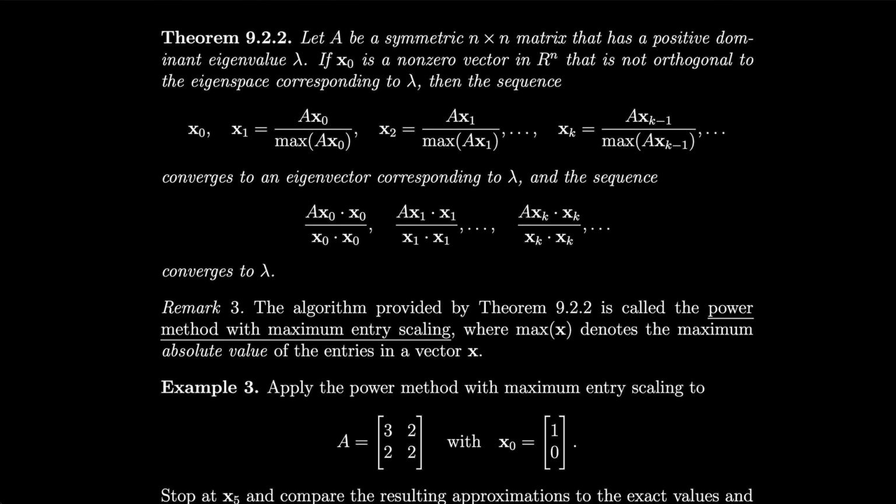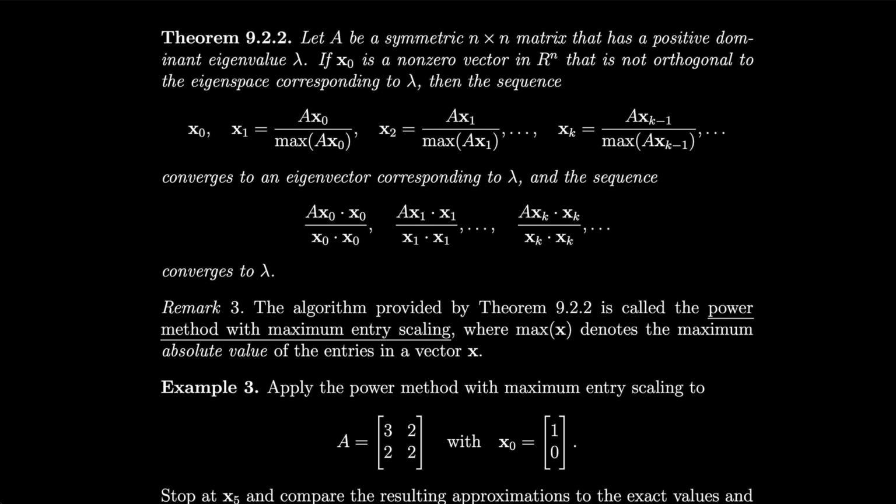Next, let A be a symmetric n-by-n matrix that has a positive dominant eigenvalue lambda. If x0 is a non-zero vector in Rn that is not orthogonal to the eigenspace corresponding to lambda, then the sequence x1 given by Ax0 divided by max Ax0, x2 given by Ax1 divided by max Ax1, and x_k given by Ax_{k-1} divided by max Ax_{k-1}, converges to an eigenvector corresponding to lambda, and the sequence Ax0 dot x0 over x0 dot x0, Ax1 dot x1 over x1 dot x1, and so on, converges to lambda.